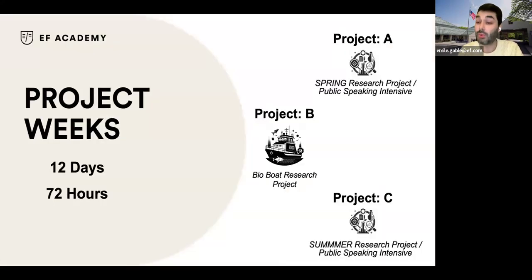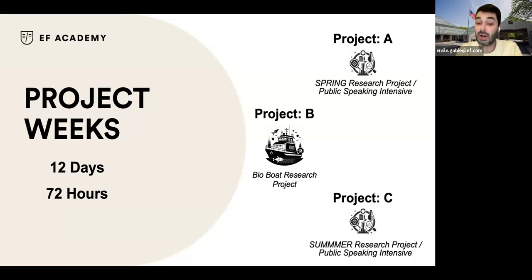First of all, we have 3 project weeks. Project A is a research project, which culminates in them creating 4 things: a brochure, a poster, a presentation, and a short speech. All those things will happen in 5 short days with our lead research librarian, Miss Blake.